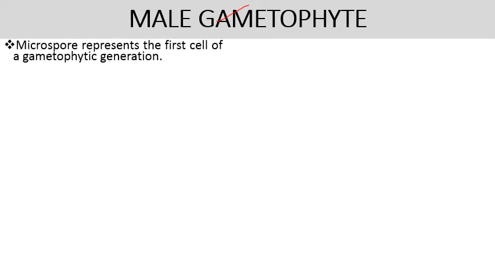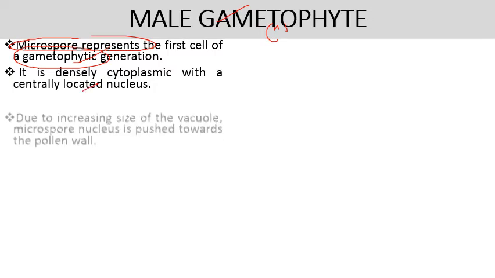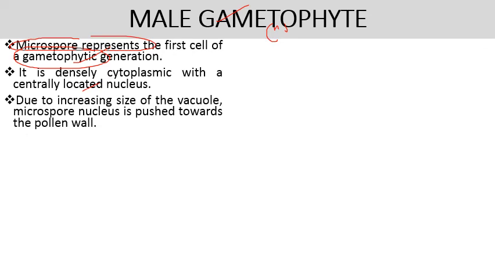Next comes male gametophyte. As we know, the microspore represents the first cell of the gametophytic generation, that is the haploid generation. It is densely cytoplasmic with a centrally located nucleus. Due to increase in size of the vacuole, the microspore nucleus is pushed towards the pollen wall.